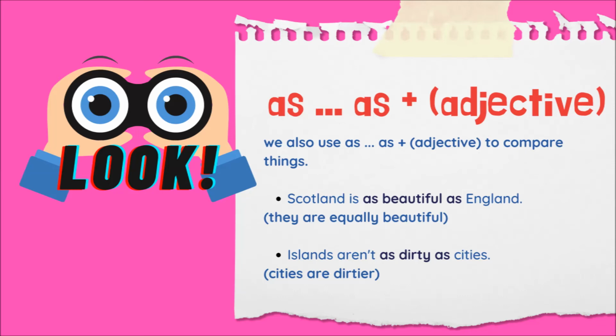Faham bila dia kata islands, pulau-pulau aren't, tidak, as dirty as, sekotor seperti, city, bandar-bandar. Maksudnya bandar lebih kotor. Ini kamu kena ingat. You have to remember and memorize this form.